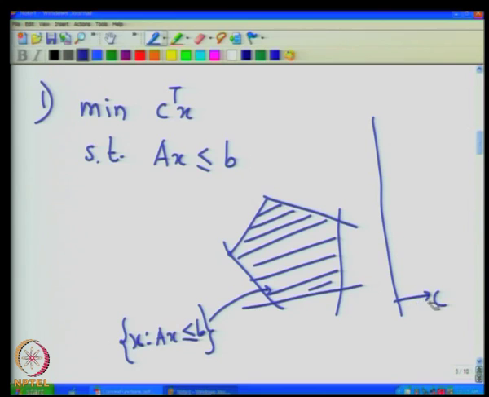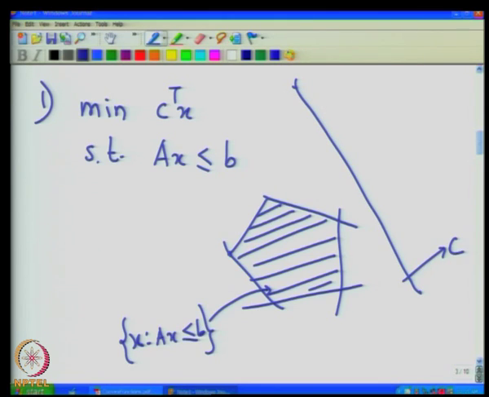Now, suppose we change the vector C. So, suppose we make the vector C to be like this, then if you want to minimize this function, you will see that again this will be the minimum. So, let us change the vector C again.